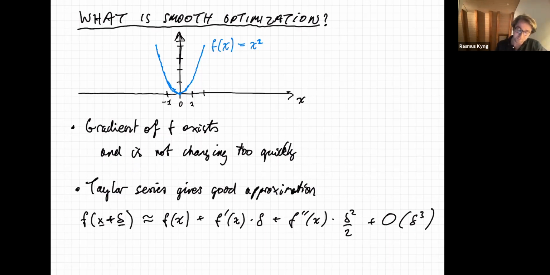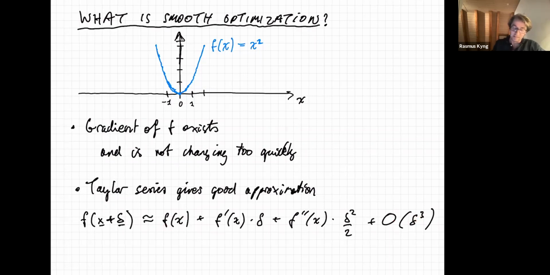If you have that, then a Taylor series should give you a good approximation of the function. So suppose that you're at some point x, and you want to change it to be at x plus delta, then you can say that the function value is now, we'll do a Taylor series expansion, which says you have, based at x, the function value at x plus first derivative times delta plus second derivative at x times delta squared divided by 2 plus a third order term, and so on.